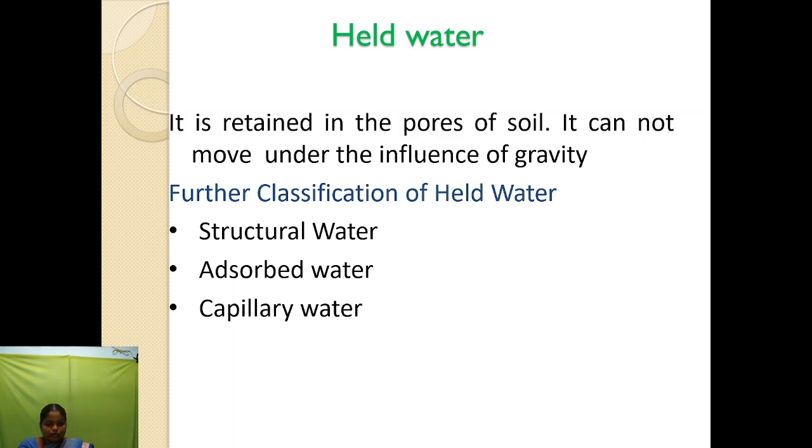Next is the classification of structural water. Structural water is the water chemically combined in the crystal structure of soil minerals, and it can be removed only by breaking the structure. Then absorbed water, which comprises hygroscopic water and film water. That water forms film-like structures, and it is called absorbed water.